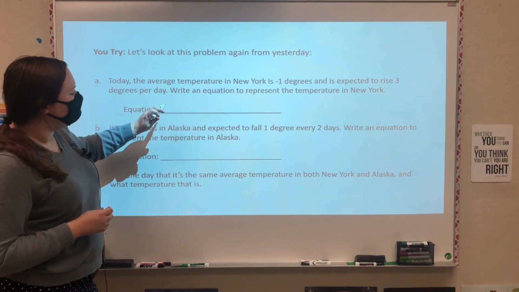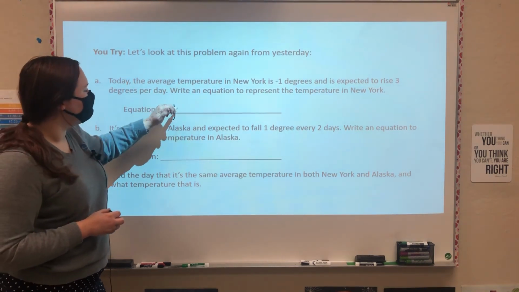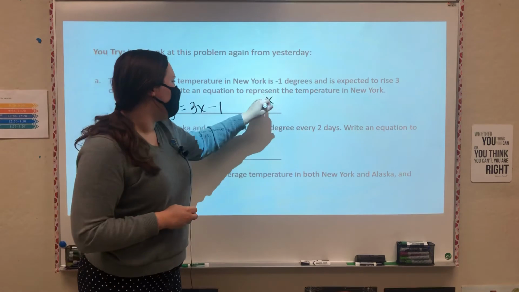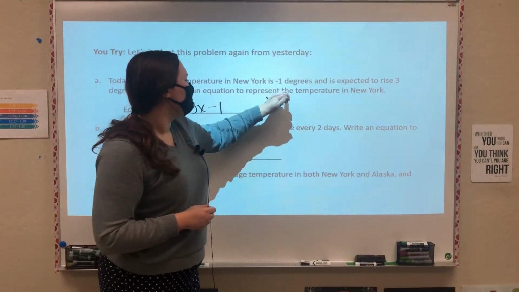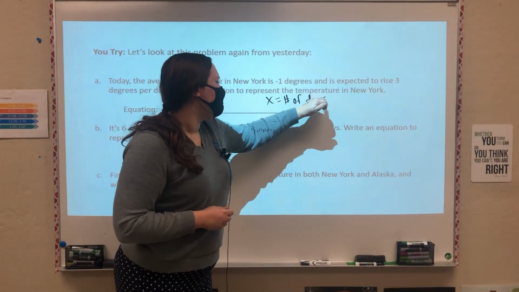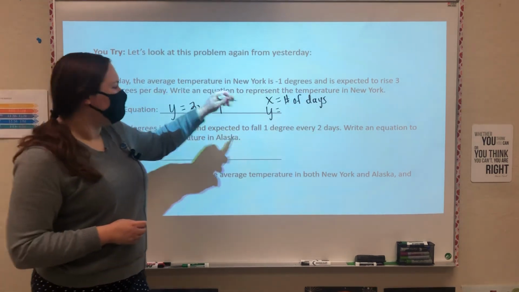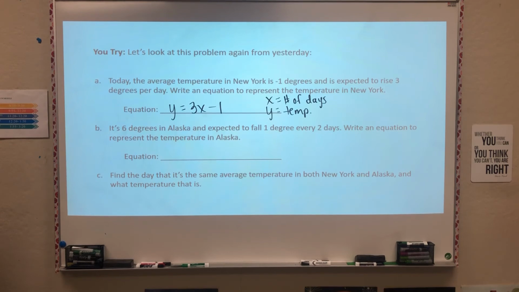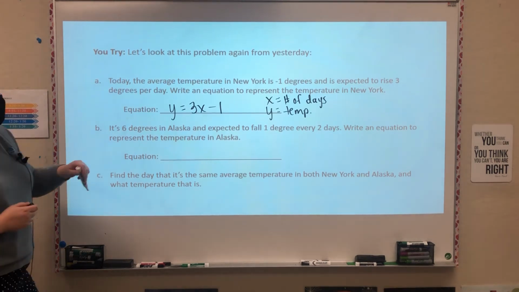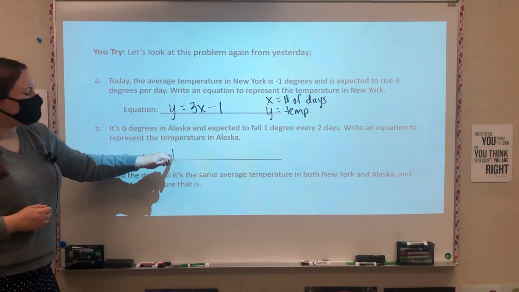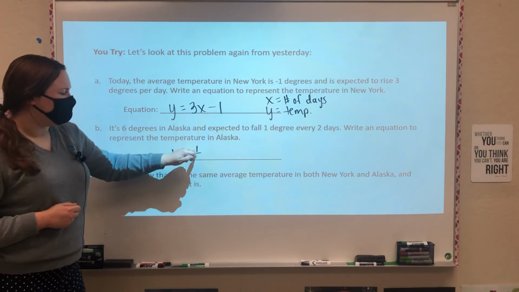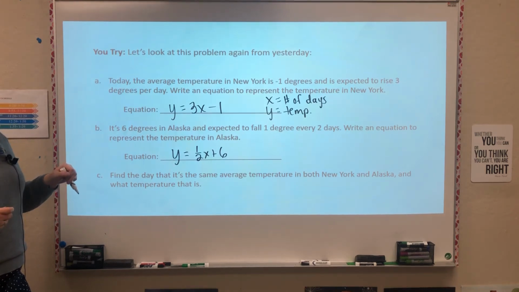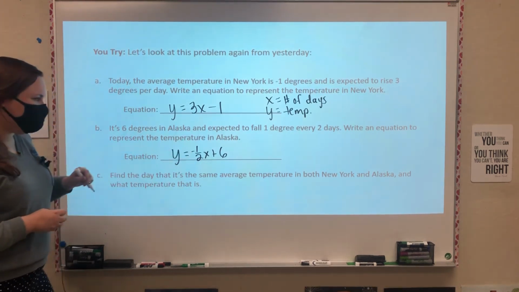It would be y equals 3x minus 1. Yep. And then I'll write it real quick. X we said was the number of days, and Y was the temperature. And then in Alaska, it's 6 degrees and expected to fall 1 degree every 2 days. What did that equation look like? It would be y equals 1 over 2x plus... There's one thing we want to change about that. -1. Yep, because it's falling half a degree every day.